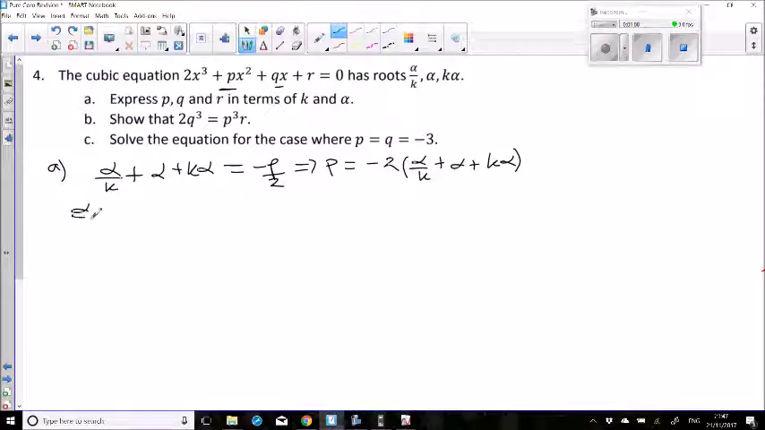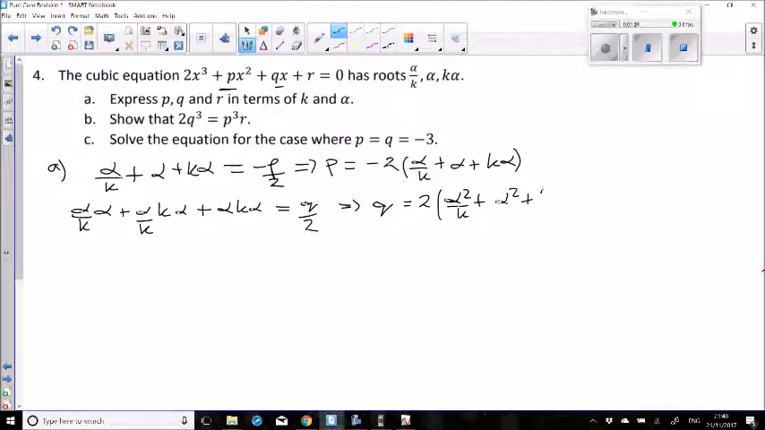Right, q is the coefficient of x, so that's the sum in pairs we need to look at here. So that's alpha over k times alpha, plus alpha over k times k alpha, plus alpha times k alpha. So that's going to be q over 2. So we can rearrange that to get that q is 2 and do a bit of simplifying as we go: alpha squared over k plus alpha squared plus k alpha squared.